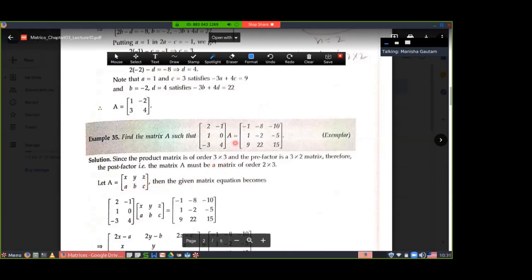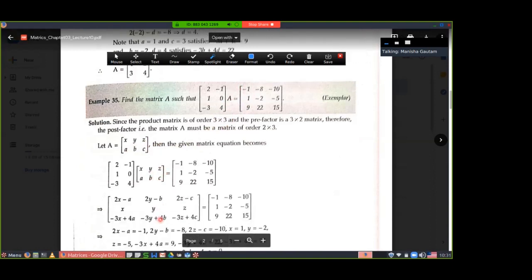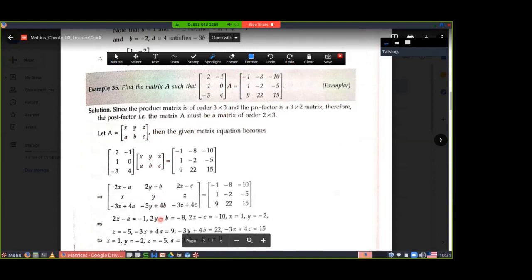Put at the place of A, x, y, z, a, b, c, because you have already taken a, b, c. If more, you can take a, b, c, d, e, f, g, h at the place of x, y, z, but here it is written x, y, z elements in the row first and a, b, c in the second. You can choose any small letters. Multiply these two matrices in the left hand side. You will get a new matrix of order 3 by 3. And in right hand side, it is given 3 by 3 matrix.